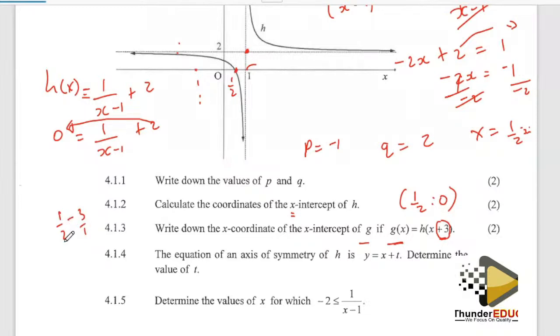I don't know, I'm getting negative. So it's shifting this graph 3 units. So remember, if there's a plus, then we're shifting it to the left. If there's a minus, we're shifting it to the right. It only works with the horizontal only.